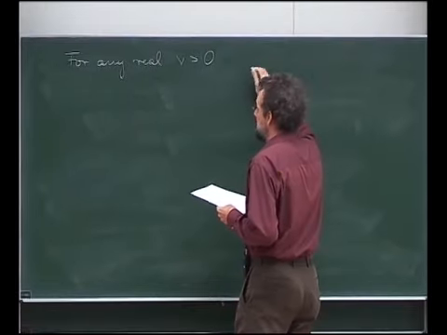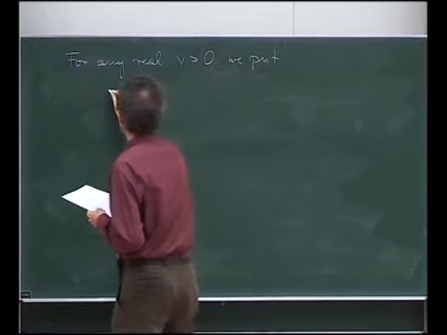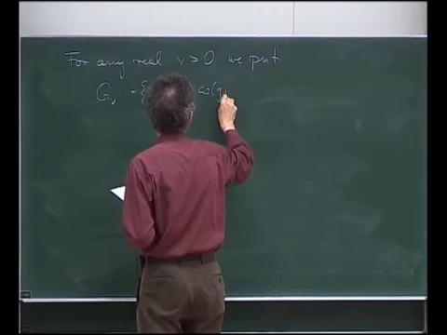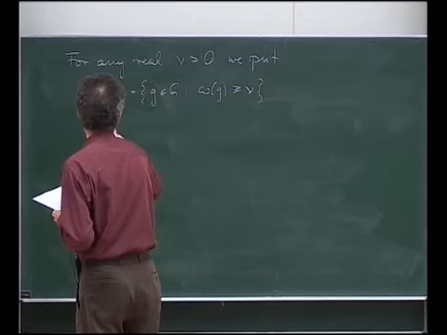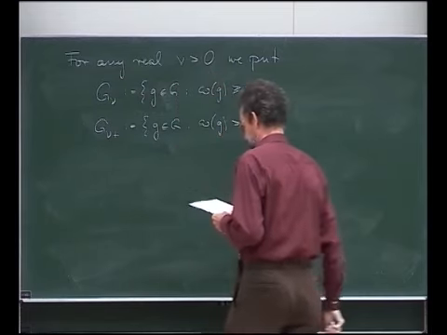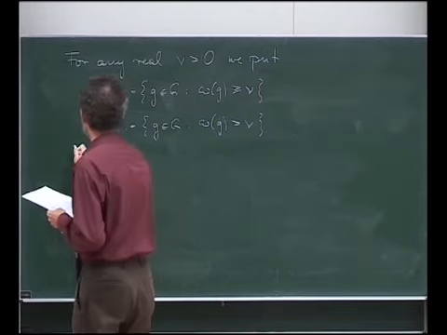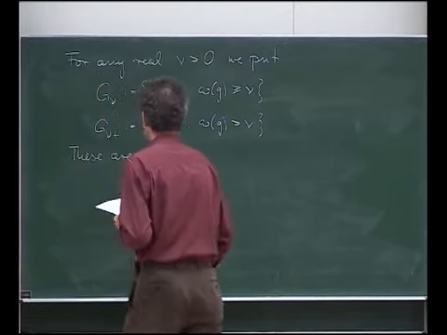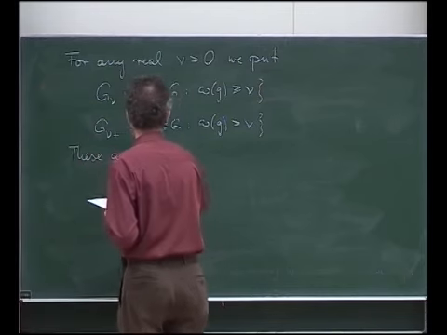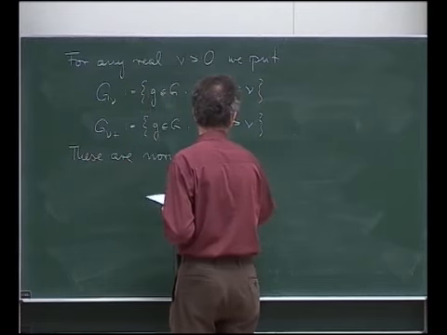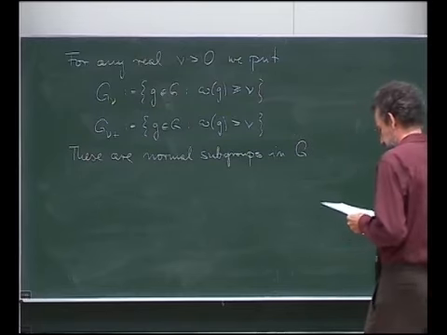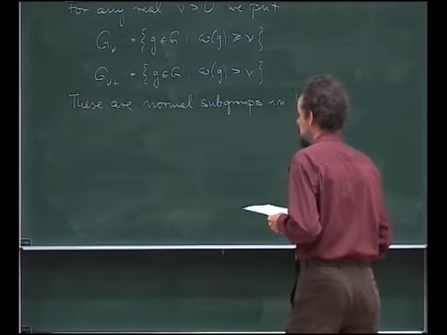Now let us, for any real number nu, strictly positive, define G nu as all g in G such that omega of g is bigger or equal to nu, and we define G nu plus as all g in G so that omega of g is strictly bigger than nu. By B they are subgroups, and by this here they are normal subgroups in G.